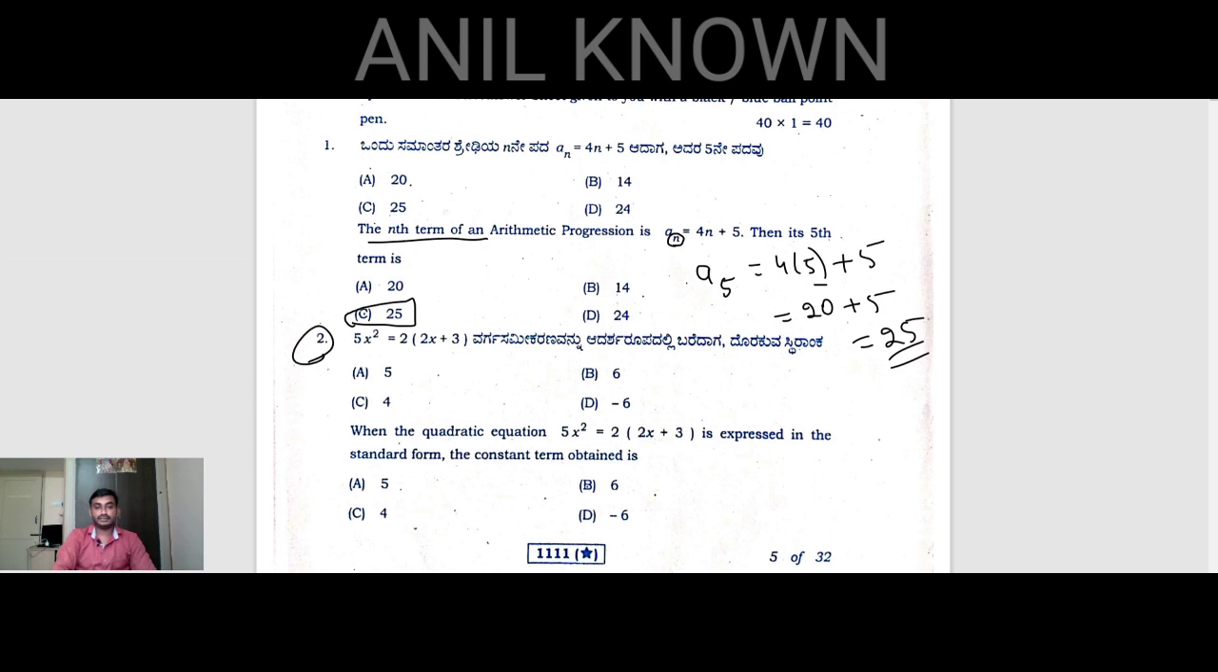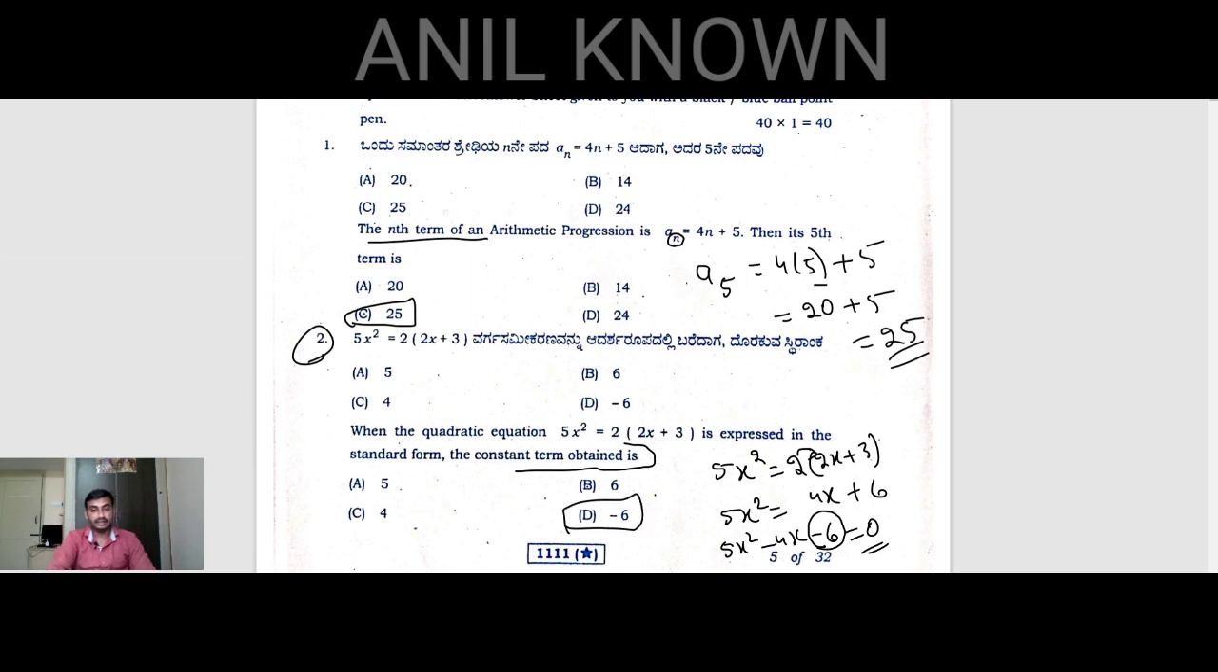Second question: when the quadratic equation 5x square is equal to 2 into 2x plus 3 is expressed in the standard form, the constant term obtained is the question. Very simple. 5x square is equal to 2 into 2x plus 3 is the given equation. That is 5x square is equal to 2 into 2x is 4x plus 2 into 3 is 6. That is 5x square minus 4x minus 6 is equal to 0. The constant term is minus 6. Therefore option D, minus 6, is the right answer.